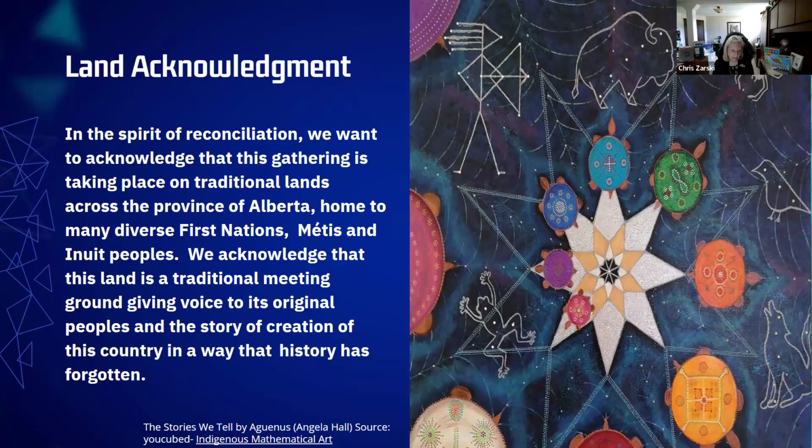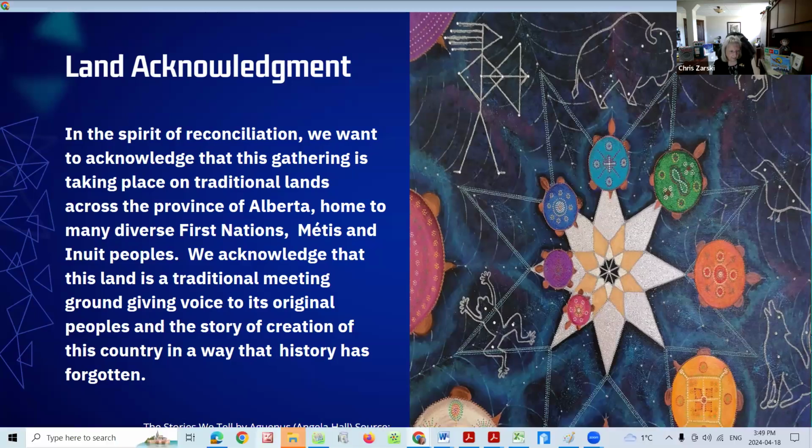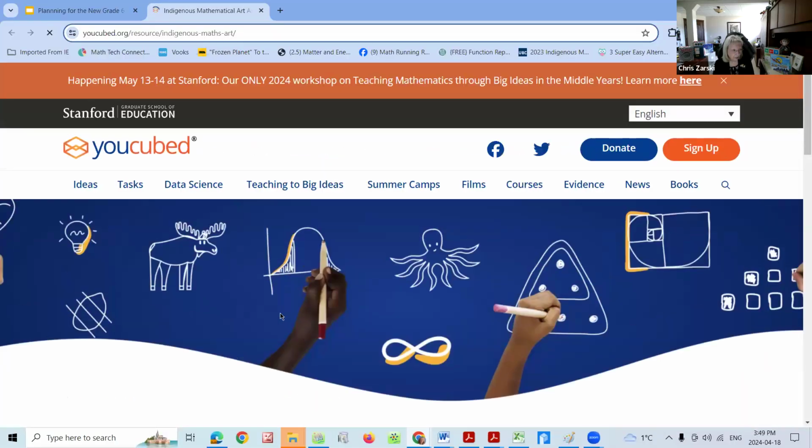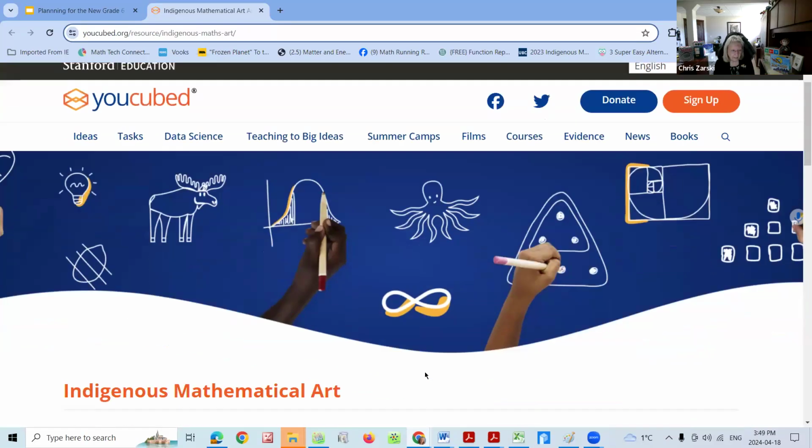And the image that you're seeing there comes from an art image, and it's actually based on an expression that can generate some of the patterns that are within that. So the link that I have for you at the bottom is called Indigenous Art, but it takes you to, for most of you, a familiar site, and that would be Stanford Education, the U Cubed site.